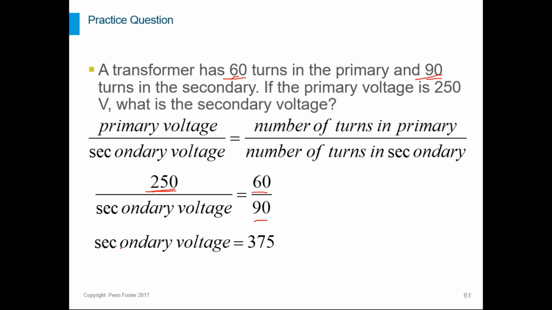So the easiest way to do it is to cross multiply. You take 250 times 90, and that's equal to the secondary times 60. And then you're going to end up solving for the secondary and getting 375 volts.